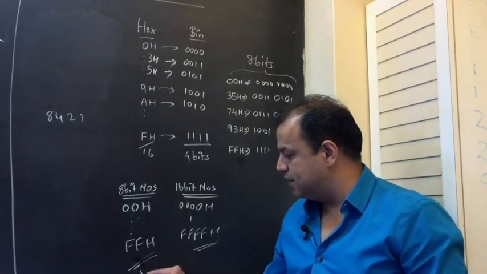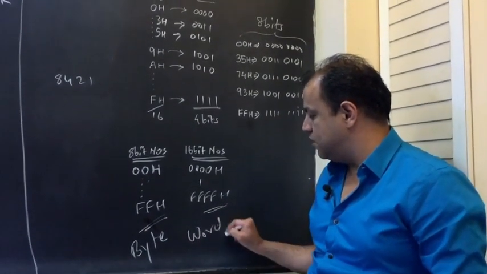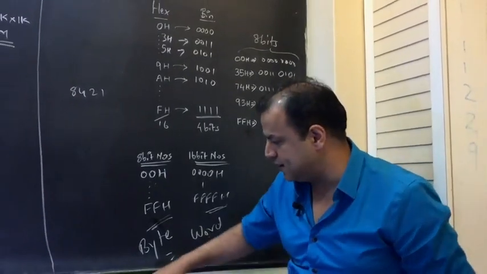An 8-bit number is also called a byte. A 16-bit number is also called a word. Are you clear? Or 2 bytes if you like it that way.